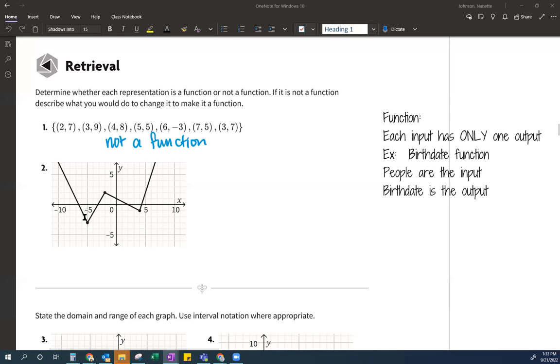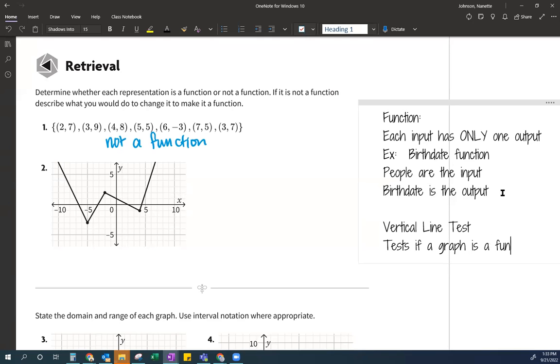Okay, what about this one? Each input, -5, only has one output. Boom, at -3. So if you remember something called the vertical line test, do you guys remember the vertical line test? Yes? No? Okay, good, good, good. So the vertical line test tests if a graph or whatever, the curve, is a function.